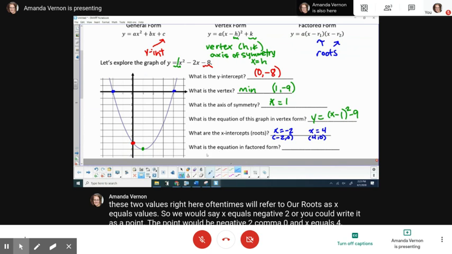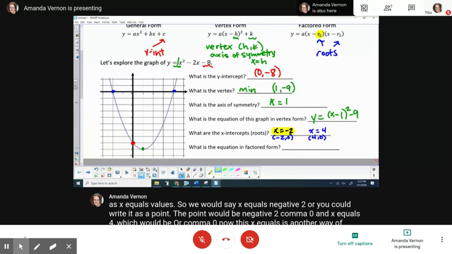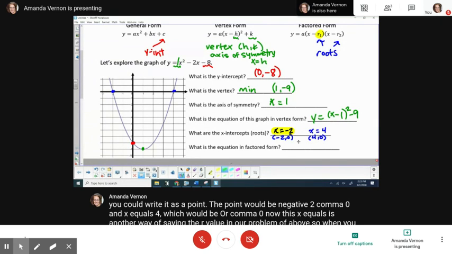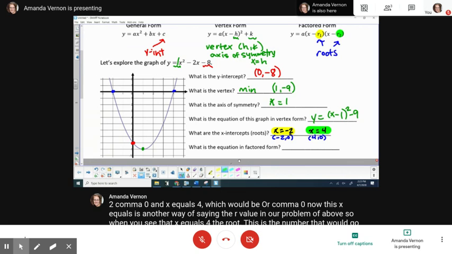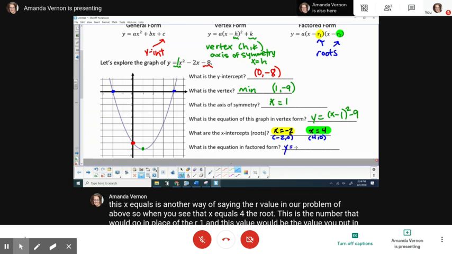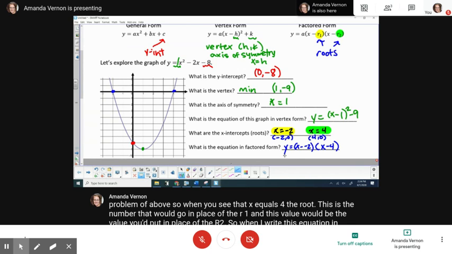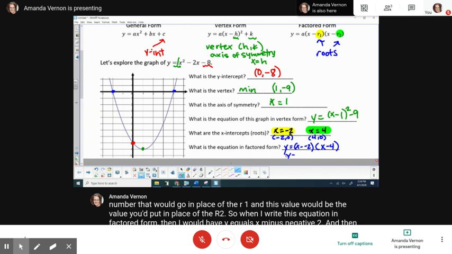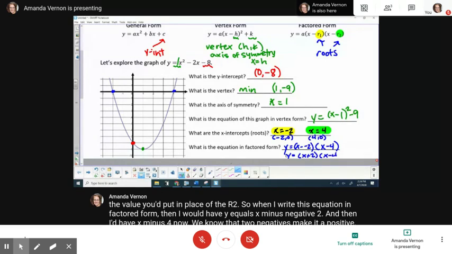So when you see that x equals for the root, this is the number that would go in place of the R1. And this value would be the value you would put in place of the R2. So when I write this equation in factored form, then I would have y equals x minus -2, and then I'd have x minus 4. Now we know that two negatives make a positive, so more often than not, you would probably write this as x plus 2 times x minus 4.